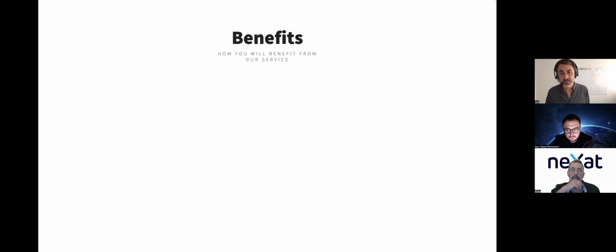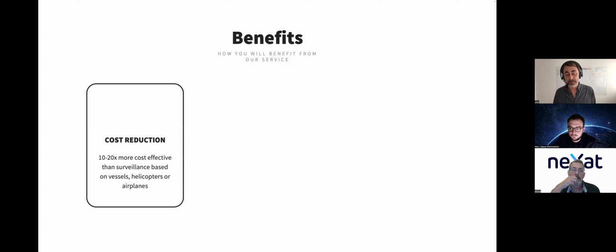What are the benefits for the user in our experience? First of all is cost reduction. As we have been working for the Coast Guard, we actually work in aerial surveillance, in aerial remote sensing, working on board aircraft, surveillance aircraft. So we understand that using satellite remote sensing is between 10 and 20 times more cost effective than surveillance based on ships, helicopters, or airplanes, which are quite operationally intensive.